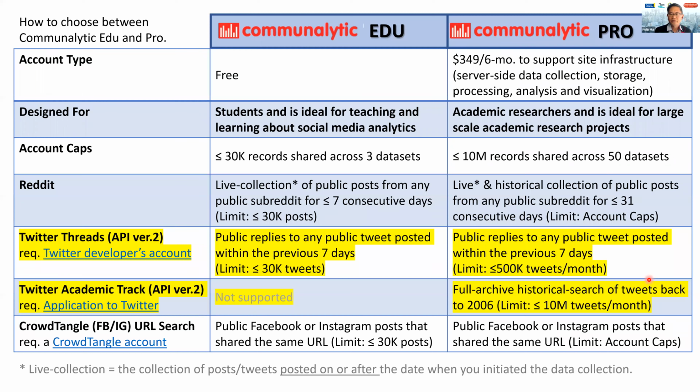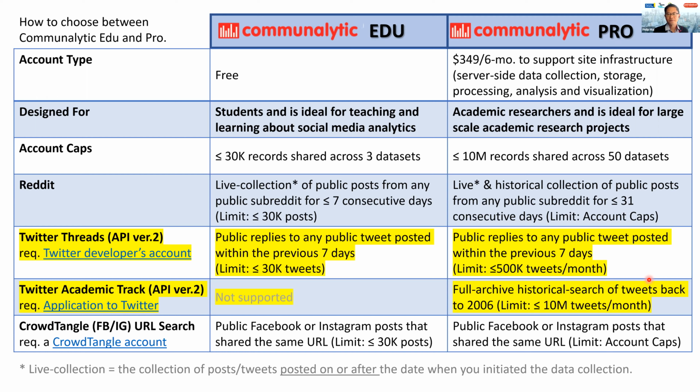There are 2 versions of Community, the EDU and the Pro version. The EDU version is designed for students and is ideal for teaching and learning about social media analytics, and the Pro version is designed for academic researchers and is ideal for large-scale academic research projects. The main difference between the 2 versions is the size and the type of data that you can collect.